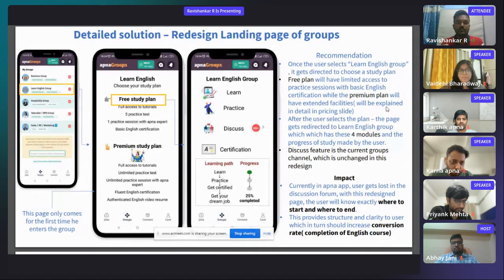So why should we do this? People should know exactly where to start and where to end. I should start with the learn module, I should practice, I should discuss maybe, and then get certified. So the progress will be clearly visible in the dashboard for them. This improves the conversion rate, I believe.